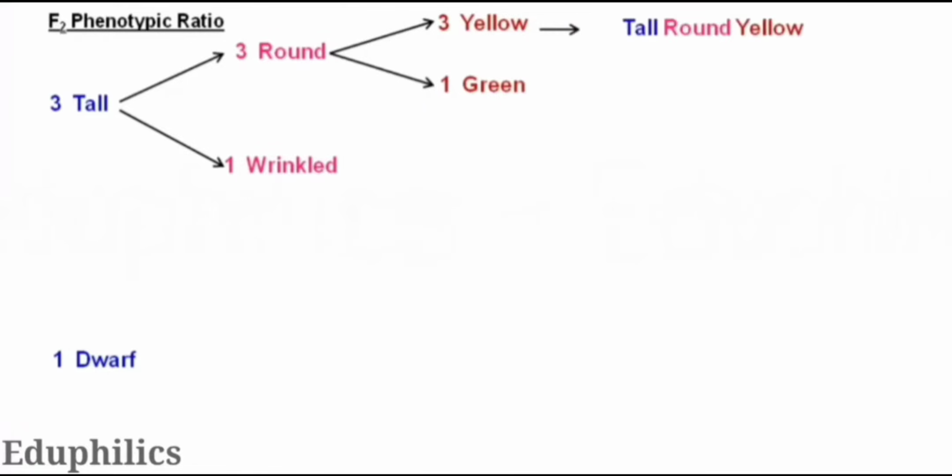Out of 64 probable combinations, how much proportion of plants have tall, round, yellow phenotype? To know this, we are going to multiply their individual proportions. It is 27 out of 64 probable combinations.